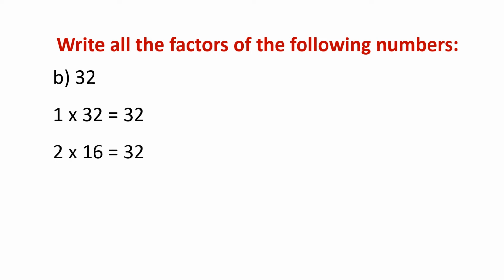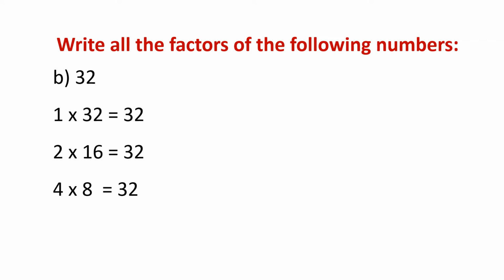Now we take the next natural number 3. Is 32 completely divisible by 3? No, because the sum of the digits 3 and 2 is equal to 5, and 5 does not come in the table of 3. So 32 is not divisible by 3. So leave 3. Then we take the next natural number 4. Is 32 completely divisible by 4? Yes, because 4 eights are 32. So 32 can be written as 4 multiplied by 8 is equal to 32.